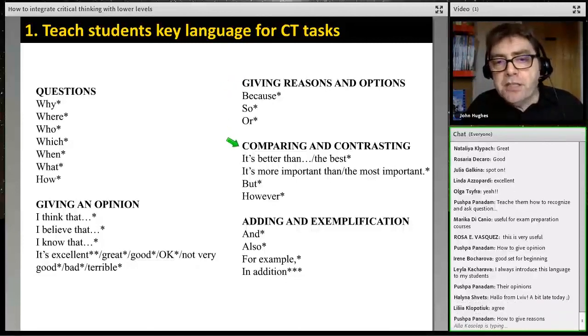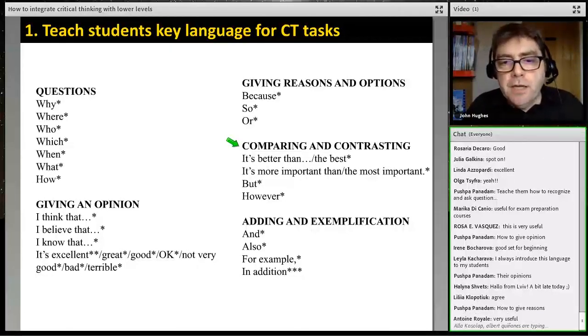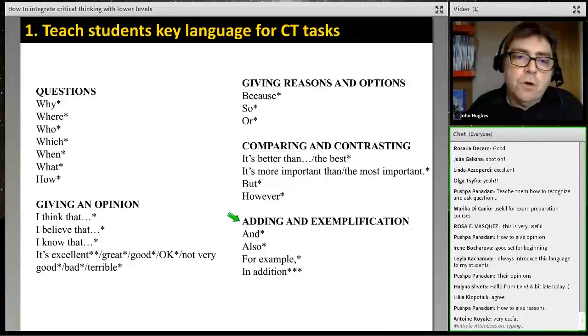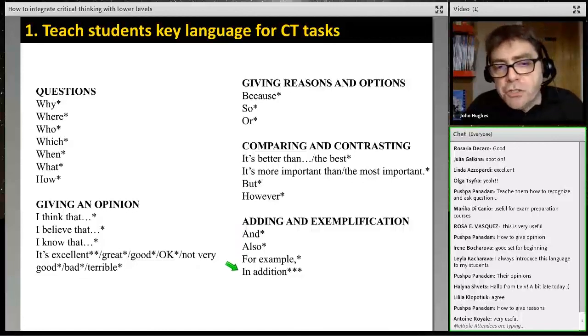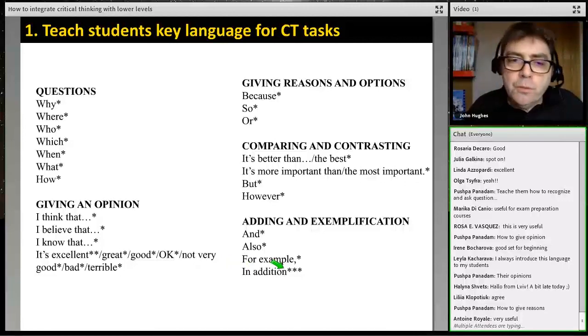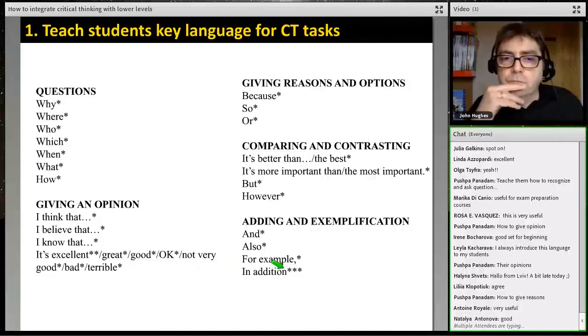Comparing and contrasting. All of those phrases, it's better than, the best, the most important, but, however, we use them all at A1 level. We introduce them. And finally, adding and giving examples. We've got words like and, also, for example. Okay, in addition has 3 dots. That would be a B1 word. Normally we teach it at B1 level.